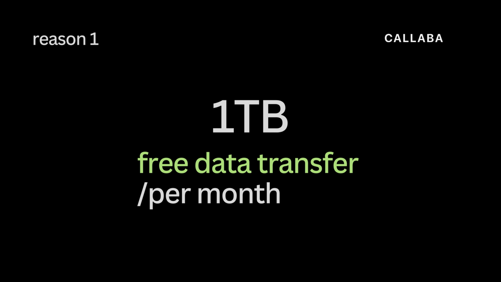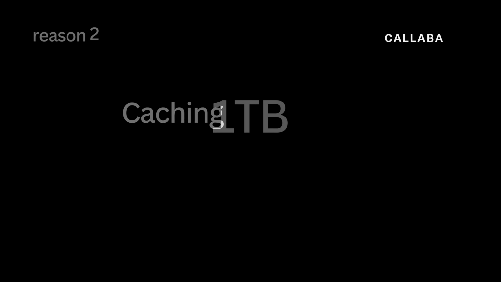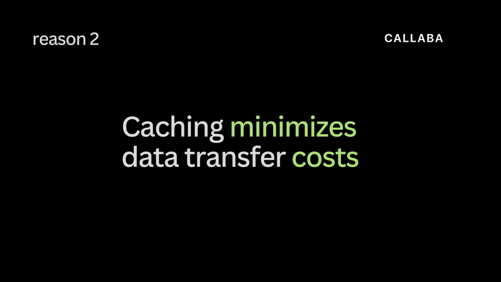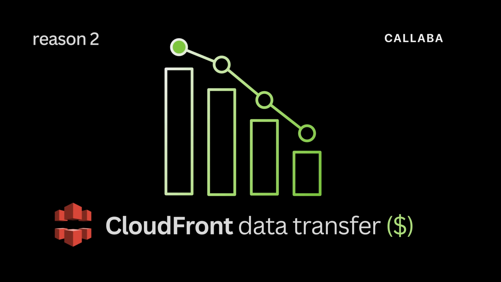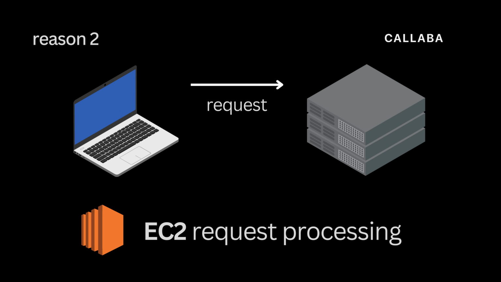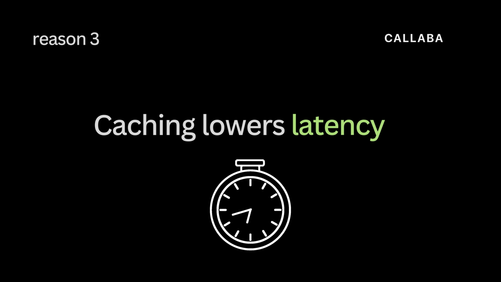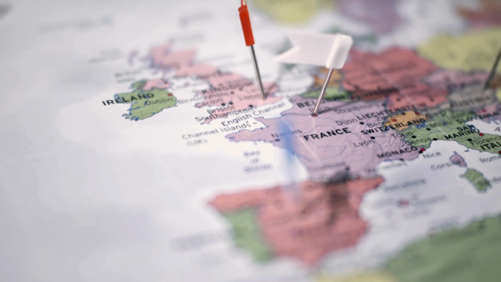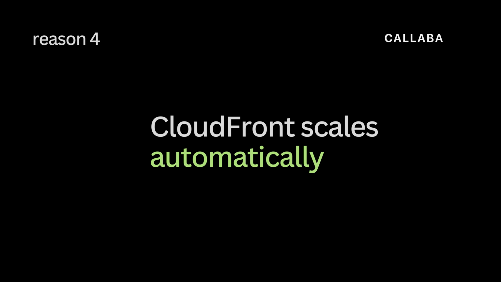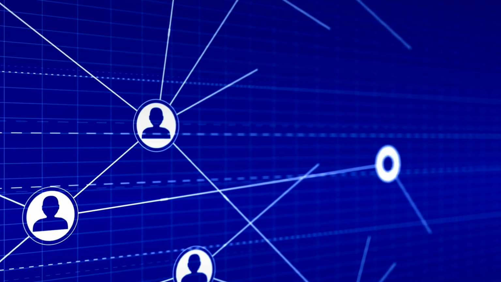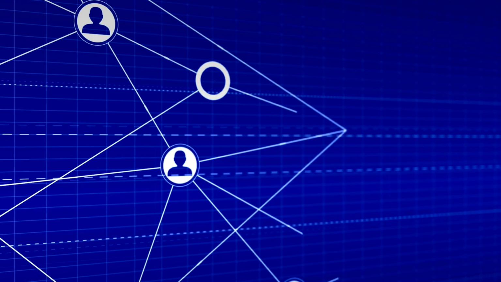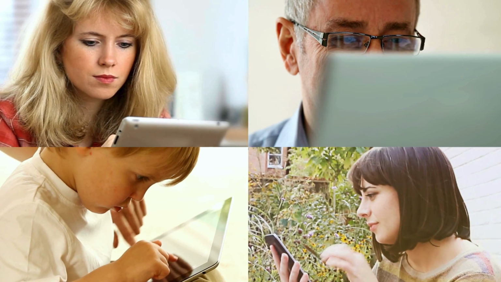You get 1 terabyte of free data transfer each month. By caching content, CloudFront minimizes data transfer costs, which are higher when delivering directly from EC2, as EC2 has to process every request individually. CloudFront's caching significantly lowers latency for distant viewers, unlike EC2. And finally, CloudFront scales automatically. Even if more people than expected will view your event, CloudFront will take care of them.